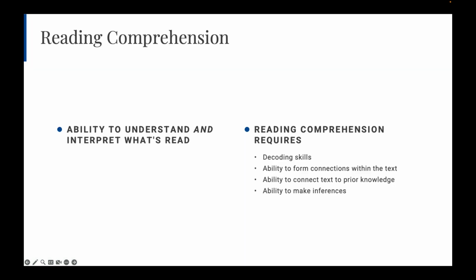So thinking about reading comprehension as one of these secondary areas, it involves both the ability to understand what somebody is reading. So the person has to understand what they're reading, in addition to being able to interpret and make inferences from what was read. So kind of thinking about surface level versus deeper forms of reading comprehension.